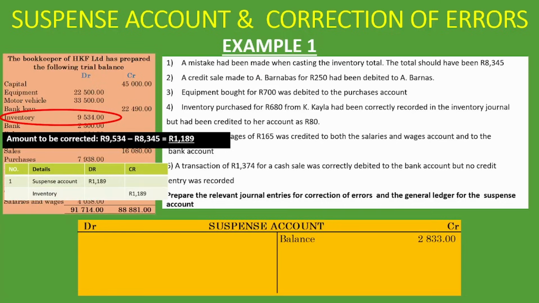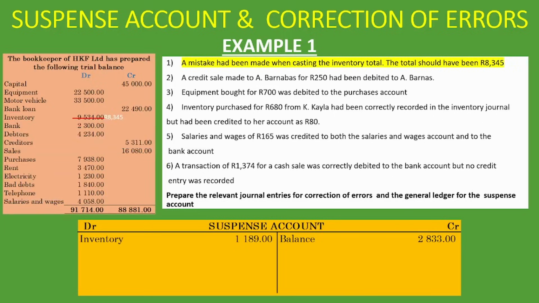Now that we know that our suspense account is sitting on the debit side, we looked at our general ledger example and how it relates to journal entries, then it should be easy for you to do this. We're going to put the debit side inventory and we put the amount there, 1,189 rand, and that's exactly how we do it. Inventory 1,189 rand.